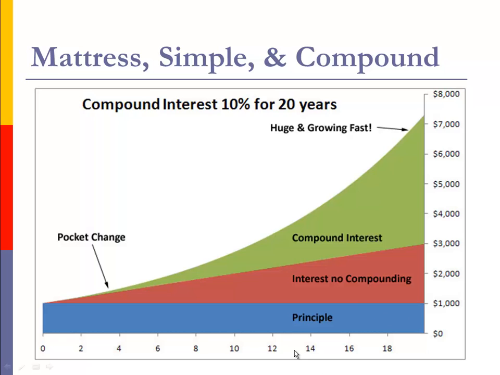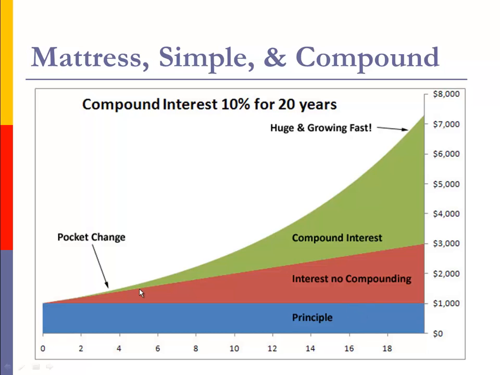Basically, what I've got here is a situation. We've got $1,000 that we're going to put into an account. Our interest rate is 10%, and we're going to do it for 20 years. And we want to compare simple versus compounding. And actually, there's a third option. You could just put it in your mattress and not earn any interest. That's what the blue represents there. You're going to have your $1,000 after 20 years, exactly the same thing as you started with.